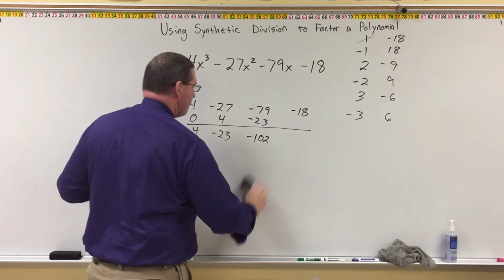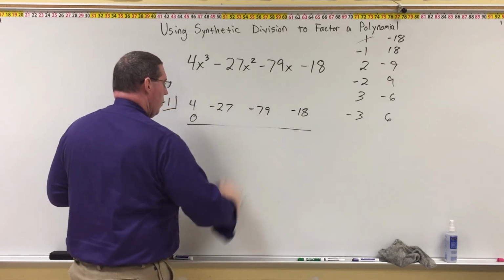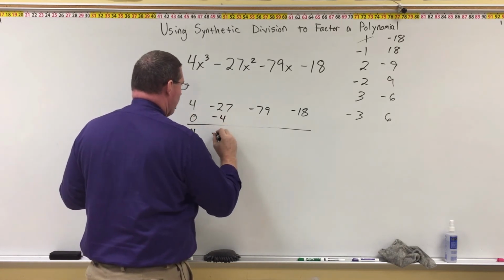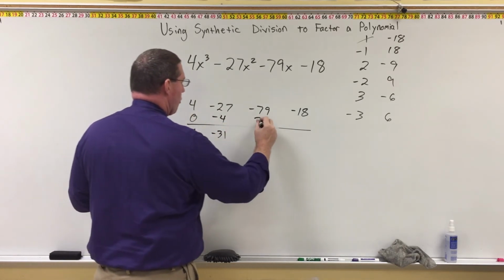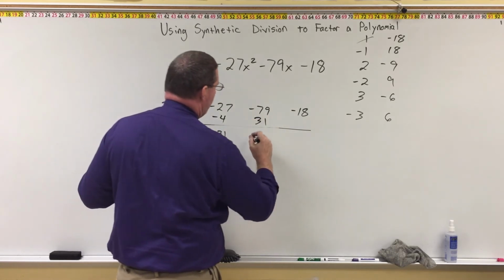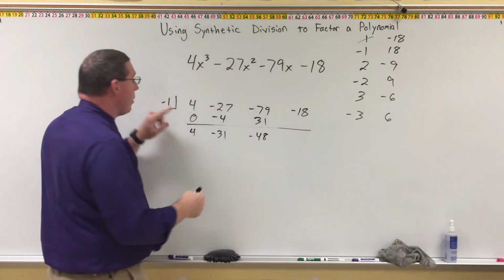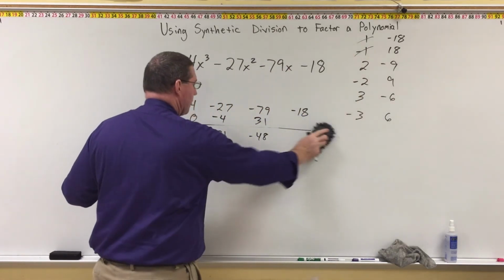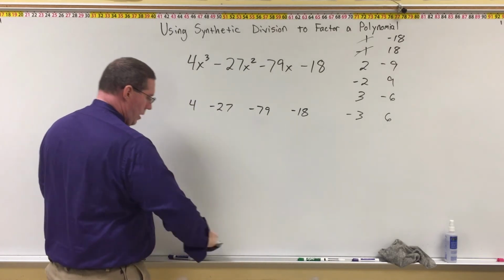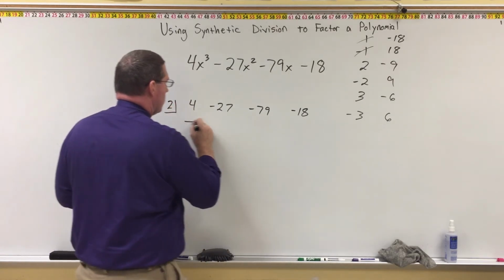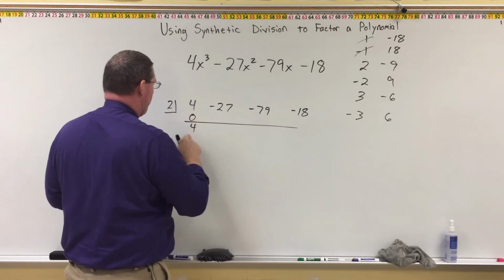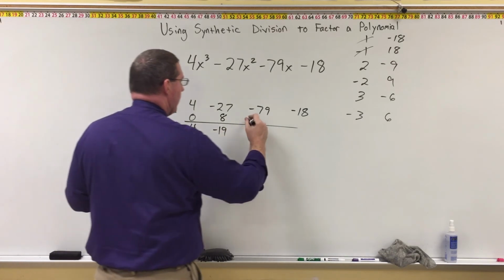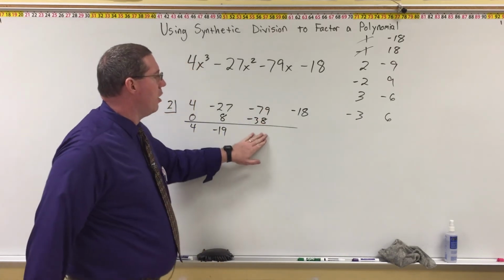Let's try negative 1, okay? Well, 4 plus 0 is 4, times negative 1 is negative 4, minus 27 is negative 31, times negative 1 is 31, minus 79, what is that, negative 48. So we know we're not going to get 18 again here, so we know that negative 1 is also not one of the factors. So let's move on to 2 and negative 2. Put a 2 here, draw our line, put a 0, 4 plus 0 is 4, times 2 is 8. Minus 27 is negative 19, times 2 is negative 38. Again, this can become negative 100 and something.